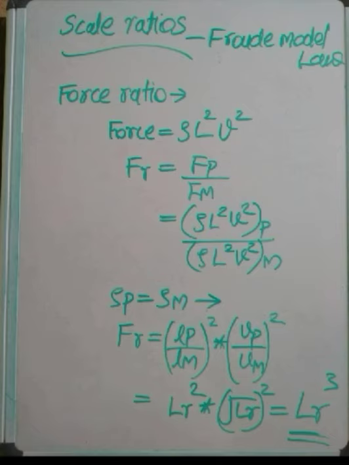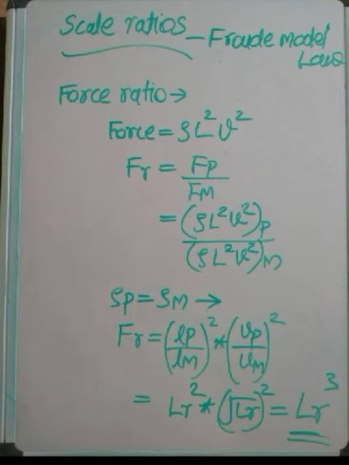But here we should substitute for m and t. We know mass is equal to volume into density, and also time is equal to length divided by velocity. On substituting these values, we will get force is equal to rho L square V square, where rho is the density, L is the length, and V is the velocity.